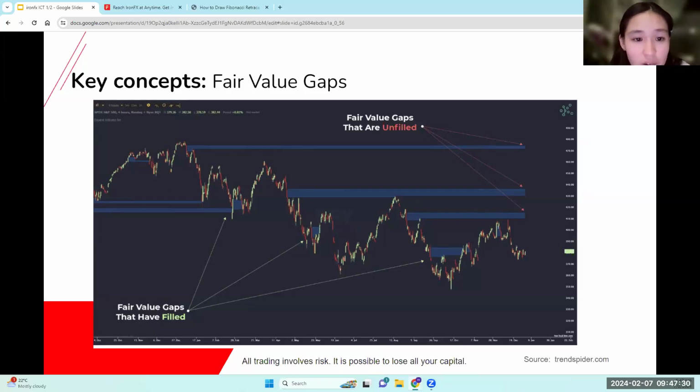Okay. I'll show you guys on TradingView, there is an indicator that helps you to find FVGs. So it's probably the easiest way to spot those, but I'll show you in a little bit.